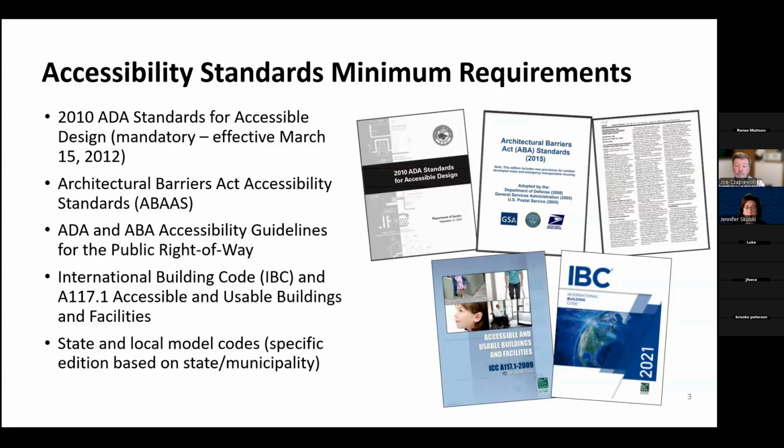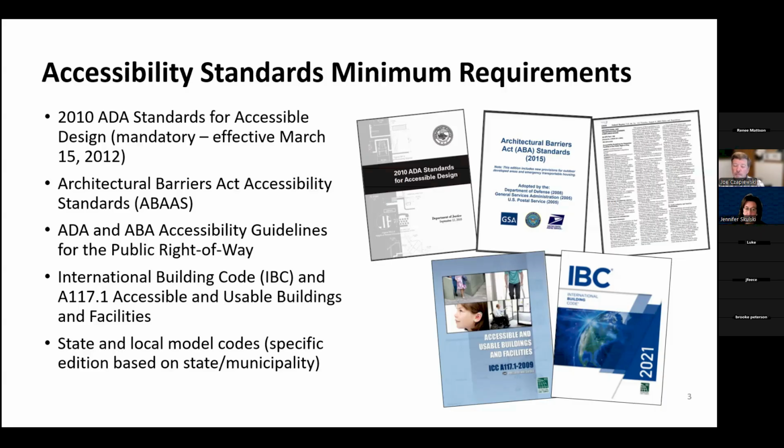So we also have new developments under both the ADA and ABA that includes accessibility guidelines for public rights of way. Those standards have been adopted by the U.S. Department of Transportation. So if you're receiving any type of federal highway dollars and working in the public right of way, you would need to follow those guidelines. And then anything outside of that, we're still waiting for the Department of Justice to adopt it into the ADA itself.